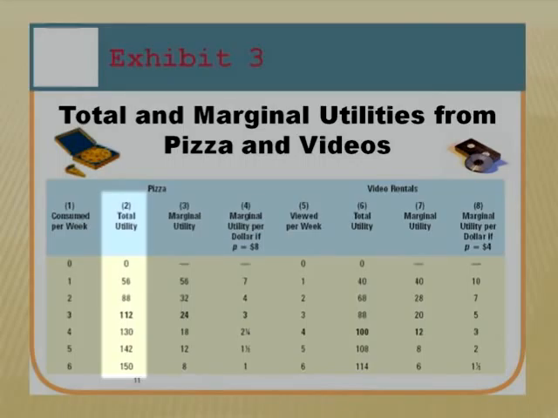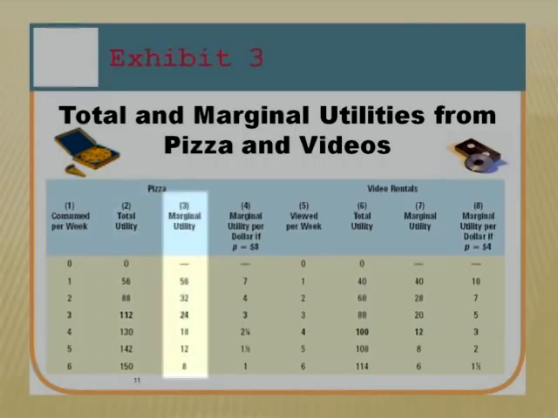And so you can see that if we're looking at pizza, the first pizza gives us 56 units of utility, the second 88 units, then 112, 130, 142, and 150. However, the important thing for decision making is what the additional pizza is contributing. And you see that the first one contributes 56, the second one contributes an additional 32, the third one contributes an additional 24, and so forth on down.